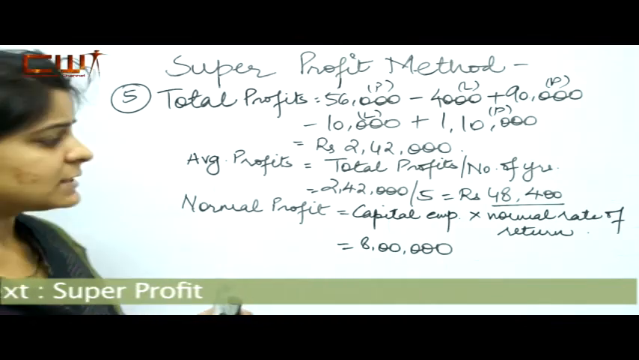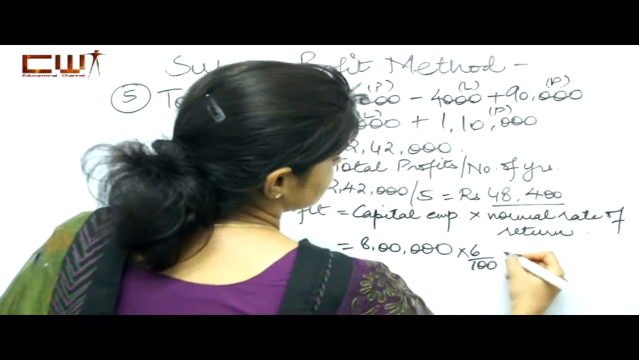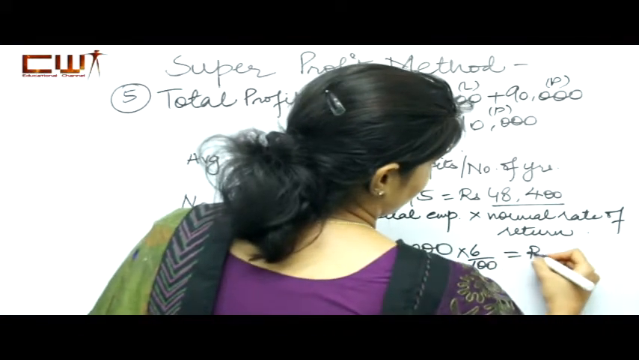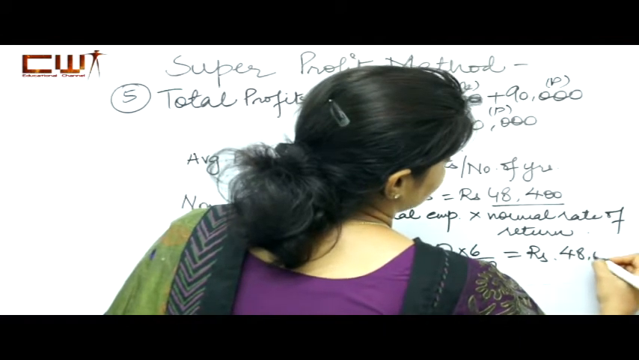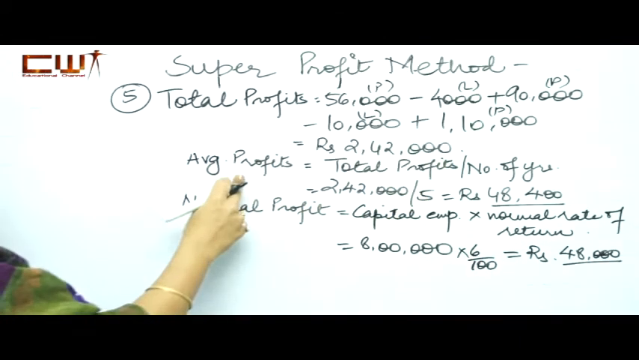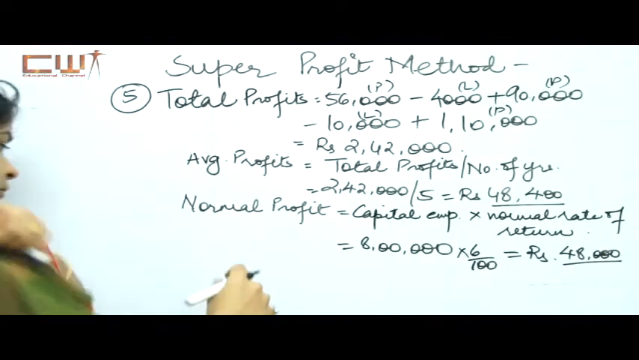And you have 6% as the normal rate of return. 6% means 6 by 100. So you will get 48,000 as the normal profit. So you've got the average profit also, you've got the normal profit also. Let's find out the super profits.